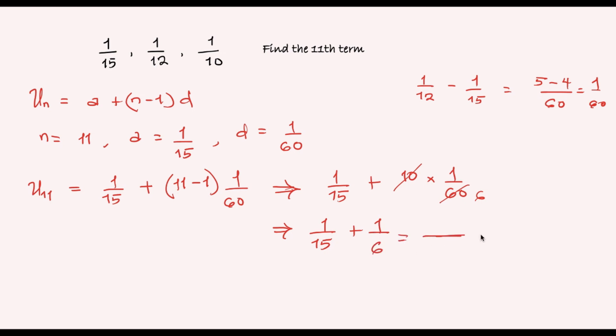Here we can have an LCM of 30. 30 divided by 15 is equal to 2. 2 times 1 is 2. 30 divided by 6 is 5. 5 times 1 is 5. So we have 2 plus 5, and this is equal to 7 over 30. So our 11th term, U11, is equal to 7 over 30, which is our final answer.